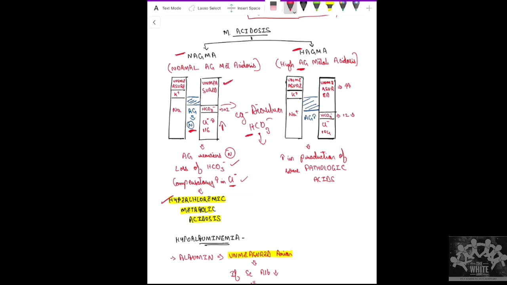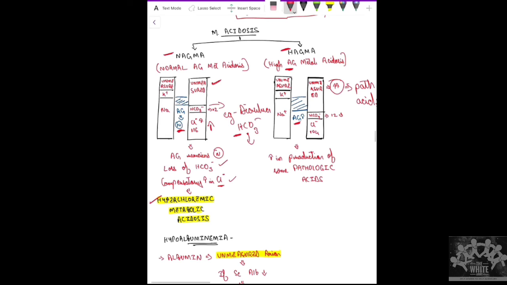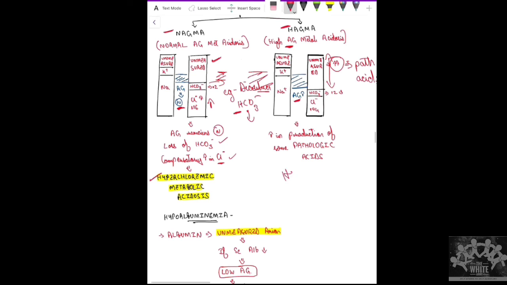In this, the metabolic acidosis is because of an increase in this part, the unmeasured anions. This contributes to pathologic acids being added in the body. When this happens, the anion gap tends to increase. See, it is increased. Over here it was this much, but over here it is this much. So the anion gap is increased because the unmeasured anions have increased. When this happens, there will be high anion gap metabolic acidosis.